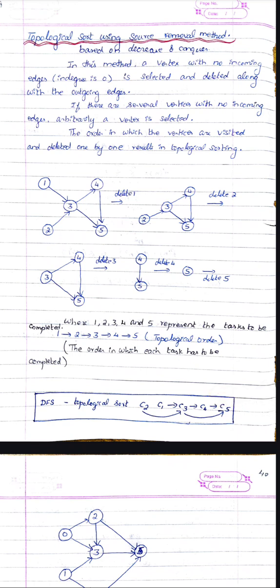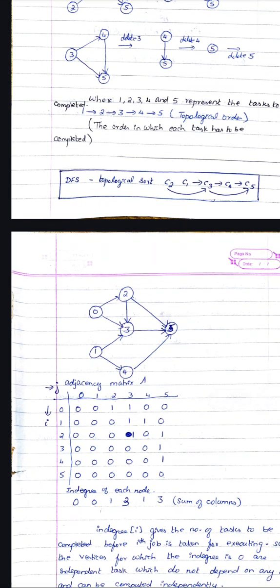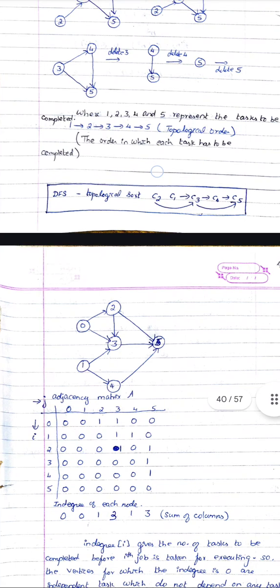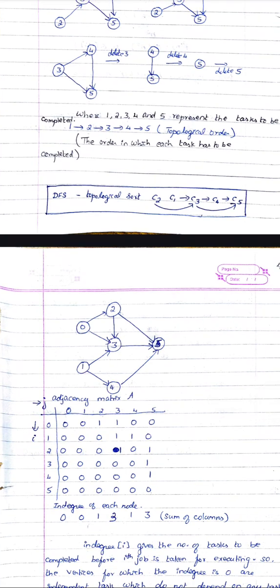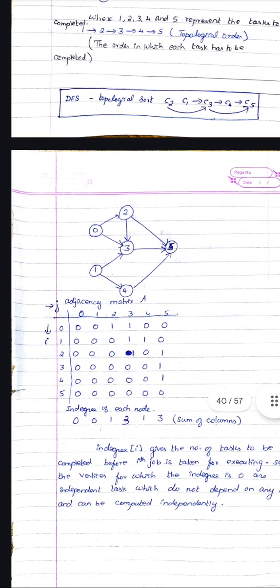We find here that 1 and 2 have no incoming edges. We shall take 1 and delete 1. Then 2 has no incoming edges, so we remove 2. Then 3 has no incoming edges, so we remove 3. 4 and 5 both don't have any incoming edges; we'll go with 4, and then 5. 1, 2, 3, 4, 5 represent the tasks to be completed. 1, 2, 3, 4, 5 is the topological order, the order in which each task has been completed.